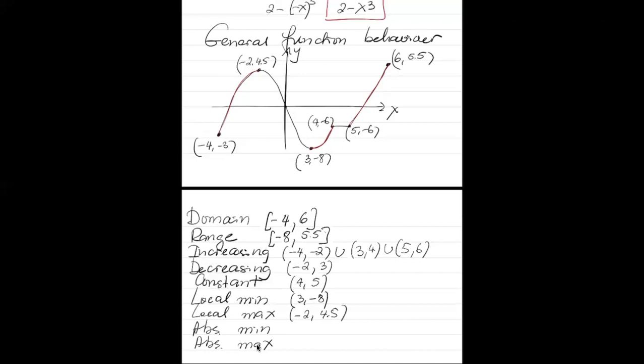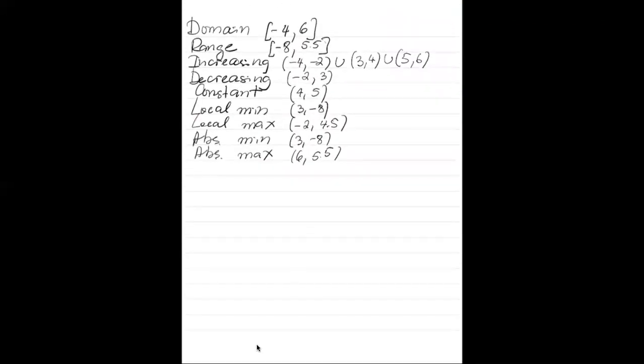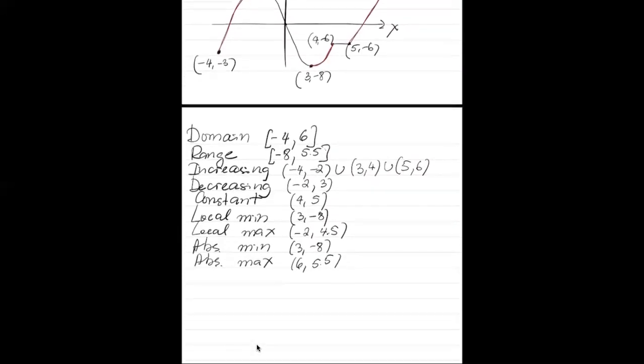Absolute minimum. So the absolute lowest point is the same as the local minimum. Absolute means for the entire interval, for the entire domain, this is the absolute minimum. The absolute maximum ends up being that endpoint 6, 5.5. So the absolute minimum and maximum can be at the endpoints, but the local minimum and maximum has to be an inside point, inside the interval, not an endpoint. And that concludes the 1.6 section.